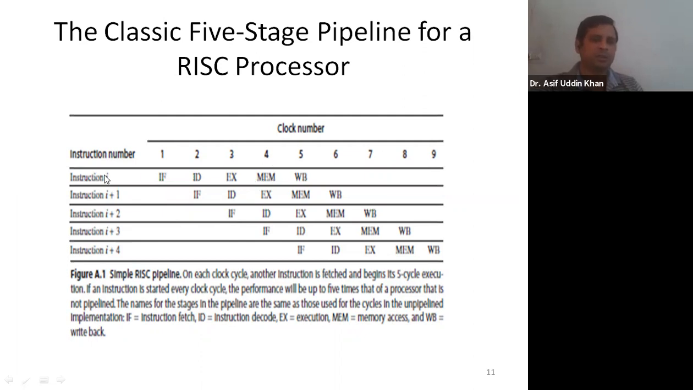In clock cycle 4, instruction I's MEM is done, I plus 1's EX is done, I plus 2's ID is done, and I plus 3's IF is done. Then in clock cycle 5, instruction I's WB is done, I plus 1's MEM is done, I plus 2's EX is done, I plus 3's ID is done, and I plus 4's IF is done. At clock cycle 5, a total of 5 instructions are executing in parallel, overlapped in different stages.